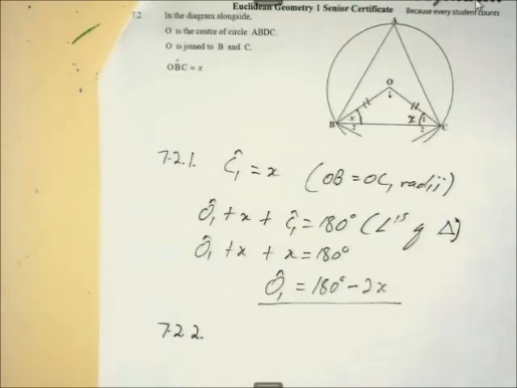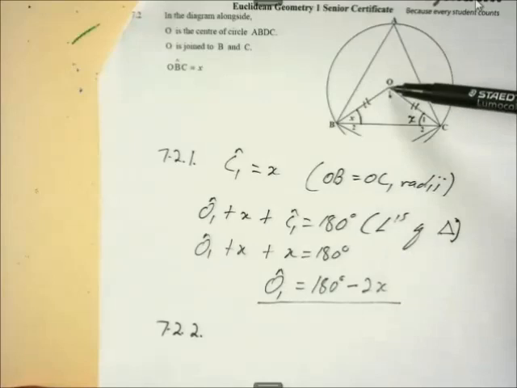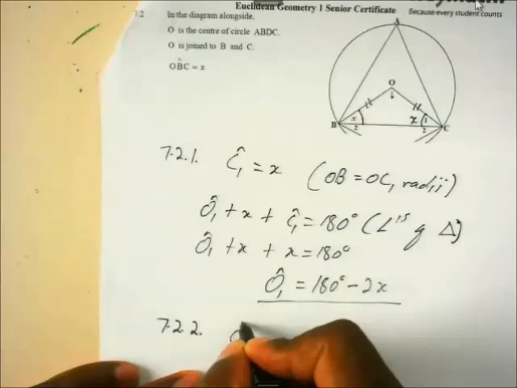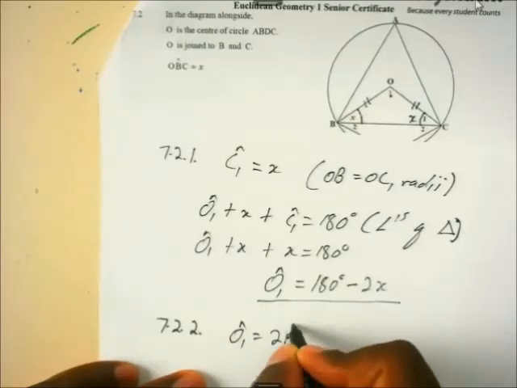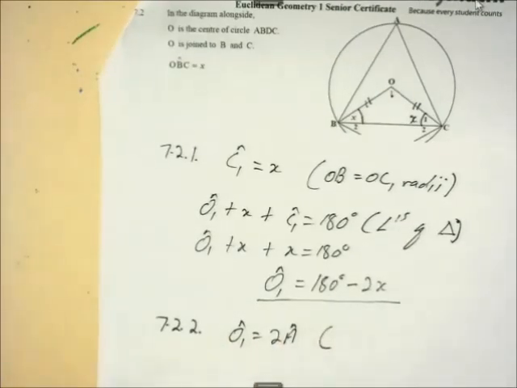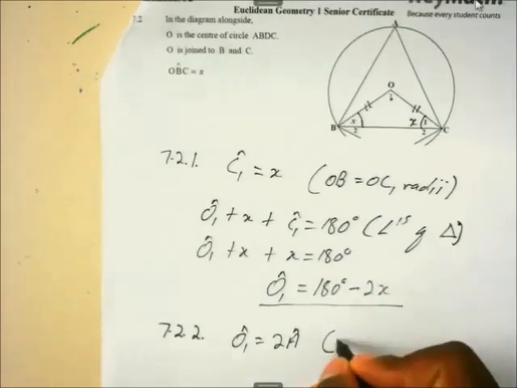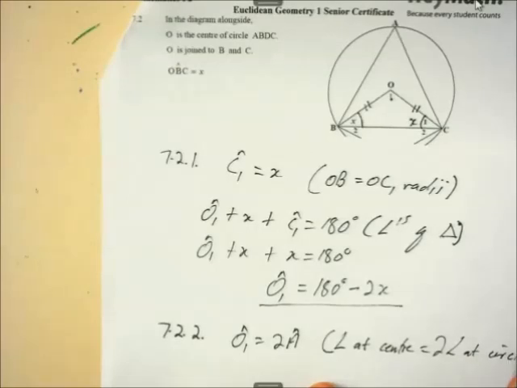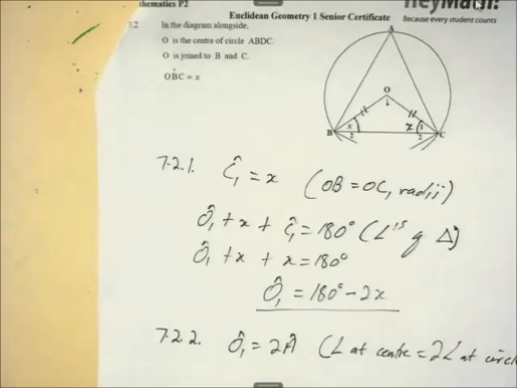Remember, from the given statement, O is the center of the circle. So we say O1 is equal to twice angle A. There is a theorem that states the angle which an arc of a circle subtends at the center is twice the angle it subtends on the circumference. So you write down the reason: angle at center is equal to twice angle at the circumference.